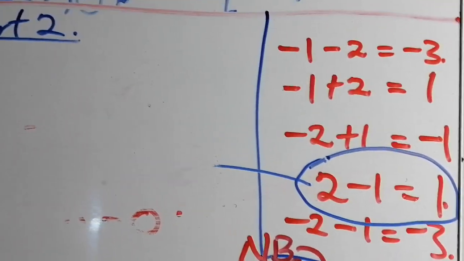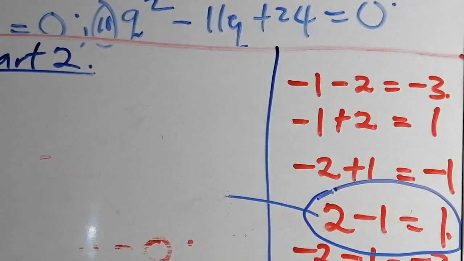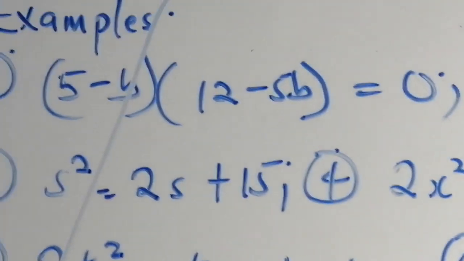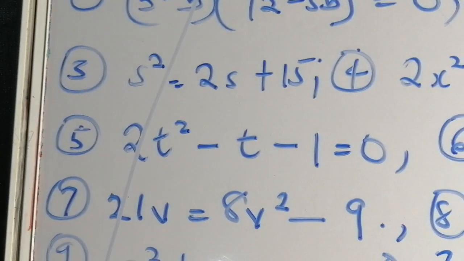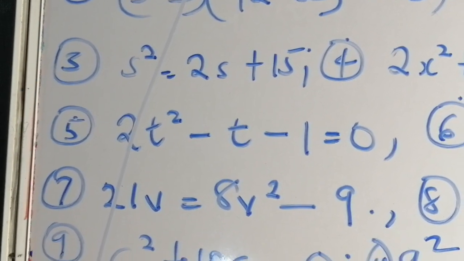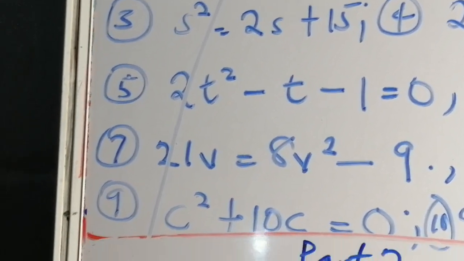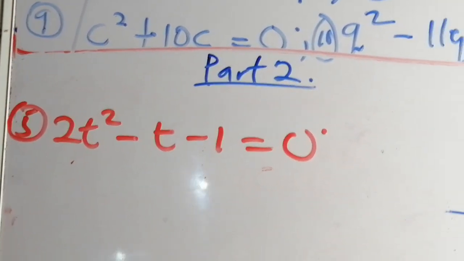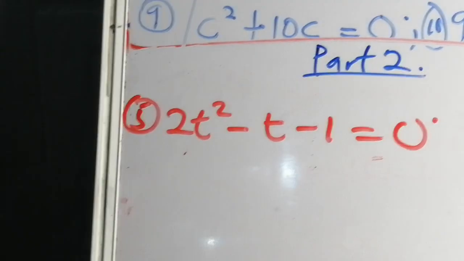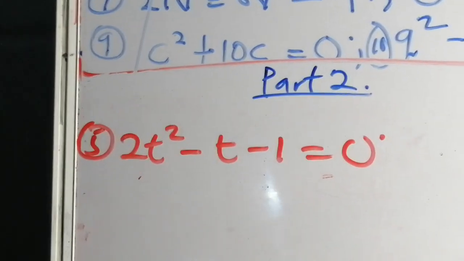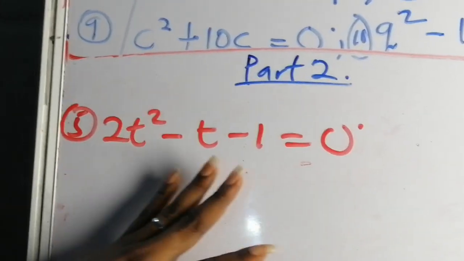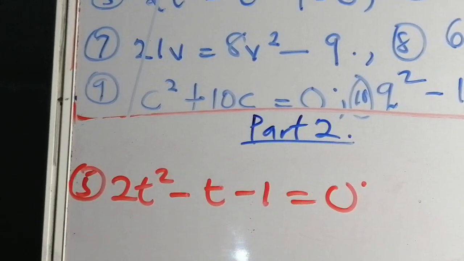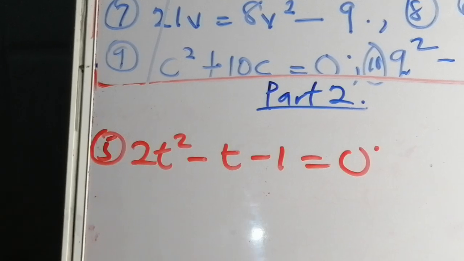We can clear that for part 2, in quadratic equation. Okay, so we move to number 5 now. Number 5 is we have 2t squared minus t minus 1 equals 0. They've rearranged this one already. In the previous one we had to rearrange it ourselves, bring everything to the left hand side and equate it to 0. But in this question, they've rearranged it already. Okay, so now they want us to factorize and get the t value.